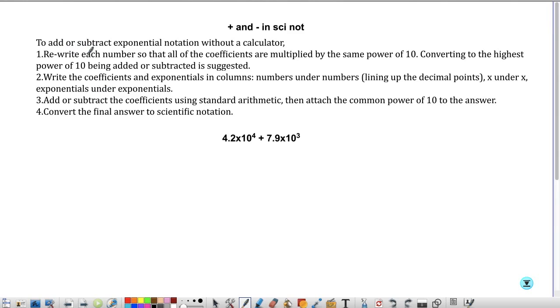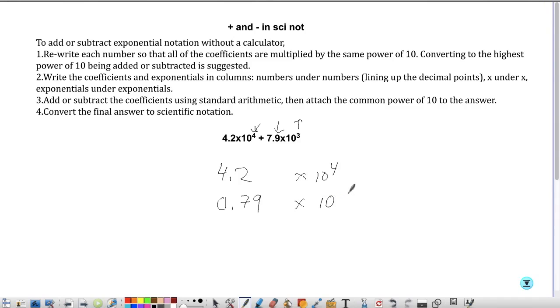Now, scientific notation is great because you can do very simple calculations in scientific notation. The more difficult is to add or subtract in exponential notation. So the first thing that we're going to need to do is rewrite each number so that all the coefficients are multiplied by the same power of 10. Convert to the highest power of 10 being added or subtracted. So 4.2 times 10 to the 4th is the largest power of 10, so we're going to leave that as 4.2 times 10 to the 4th.